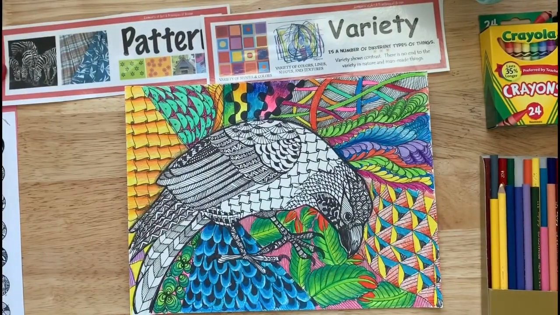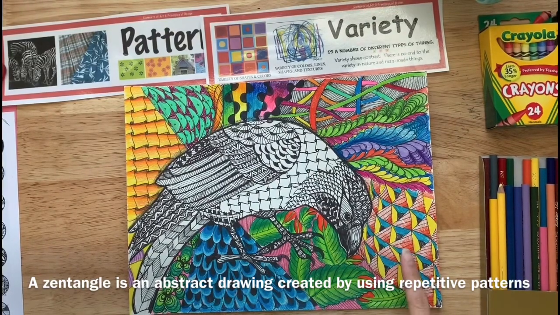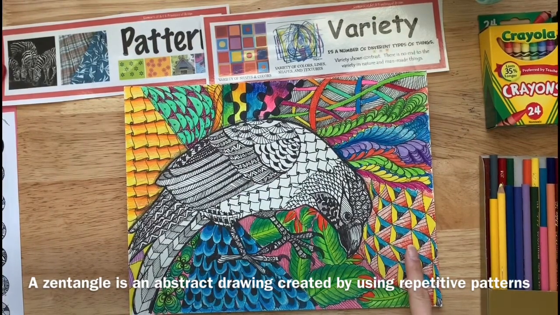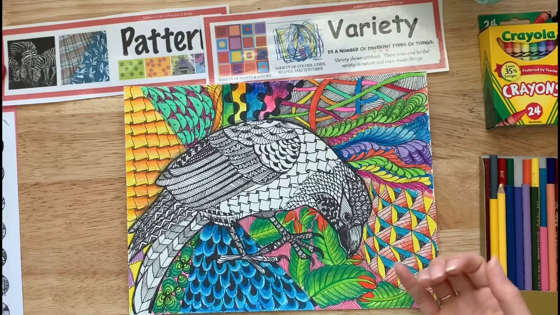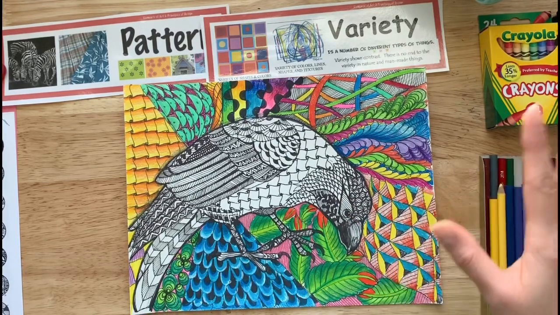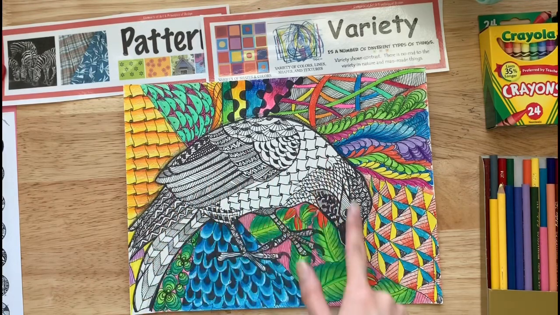Let's go over what a Zentangle is. A Zentangle is an abstract drawing created by using repetitive patterns, and they're usually structured within certain shapes or certain areas of your drawings. In this case, there's Zentangles all over the place. There's different patterns, different designs within the structured area here, within my animal, and also within the background.